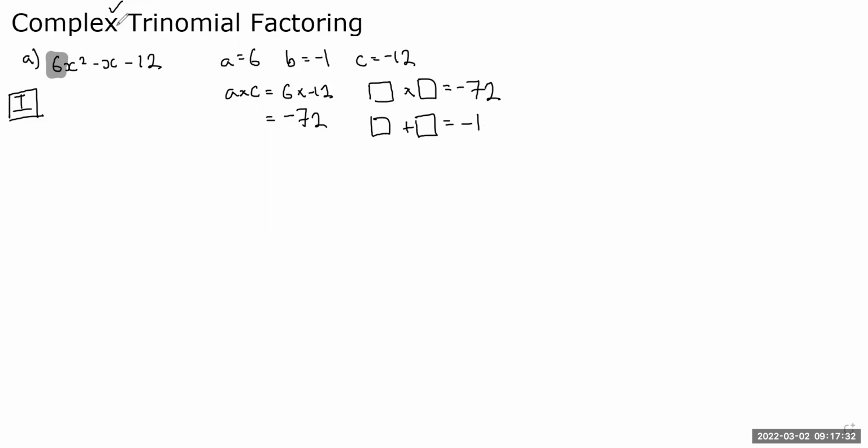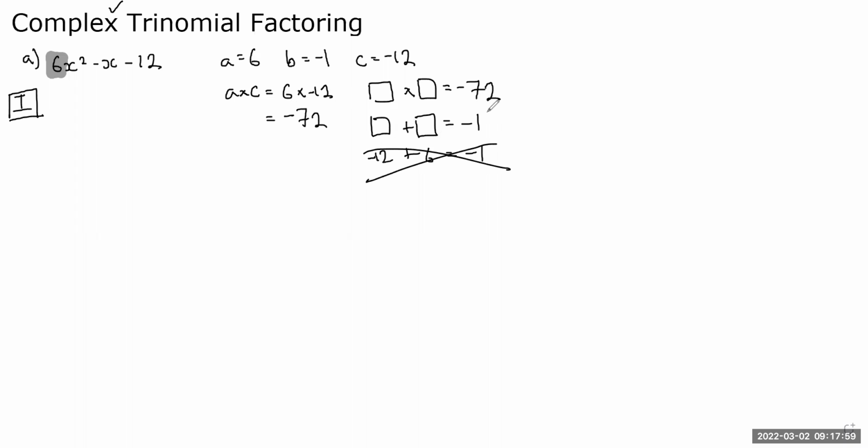So what are the numbers? I'll give you 30 seconds. Maybe, right? It is here, negative 12 times 6, but does negative 12 plus 6 give you negative 1? No. So it's not negative 12 and 6. I need two other numbers. It has to multiply to negative 72 though.